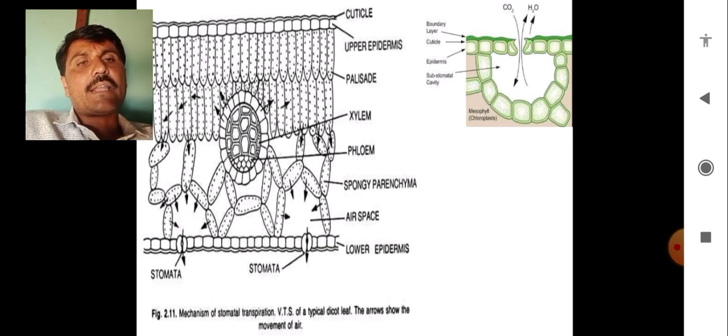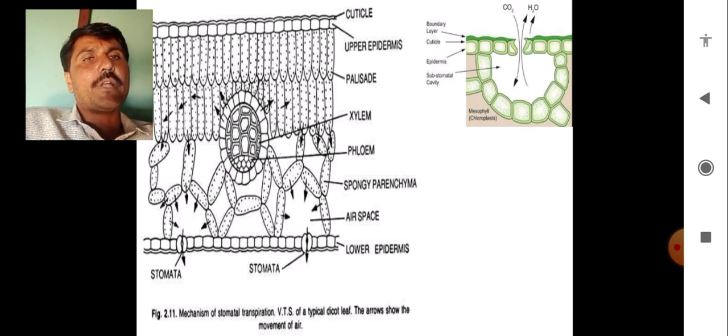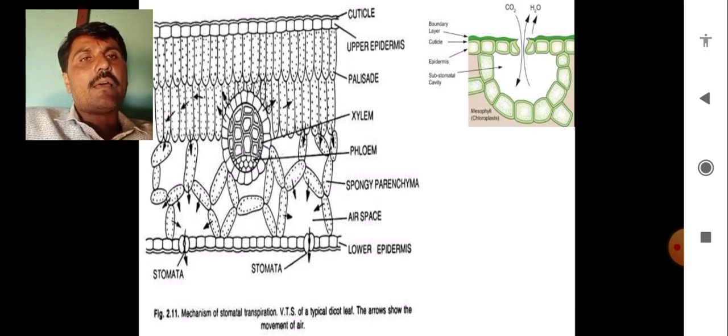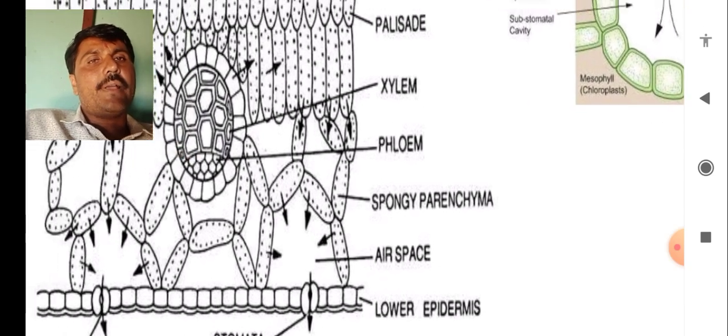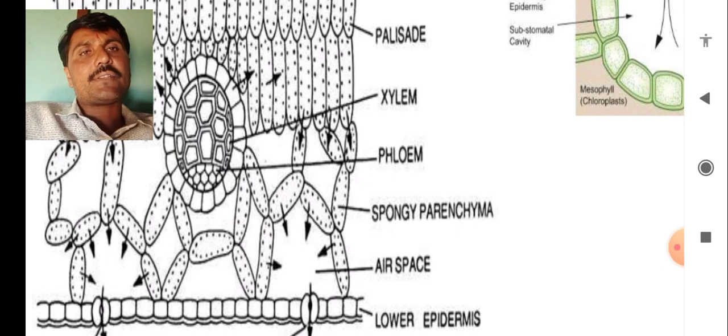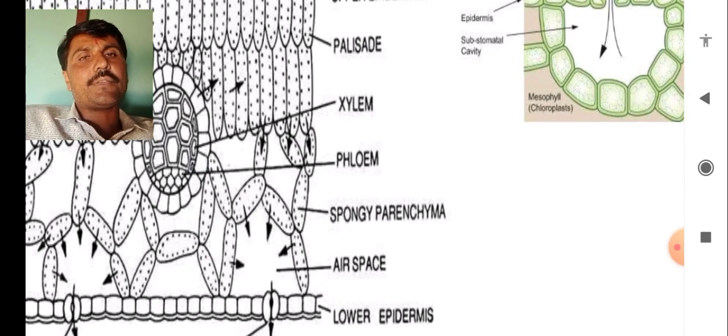Look at this diagram, the mechanism of stomatal transpiration. A vertical or transverse section of a typical dicot leaf is shown here. The arrows show the movement of air. Well, I will zoom in on this figure so that you may understand the rest of the things.